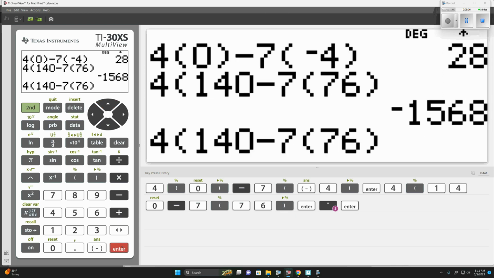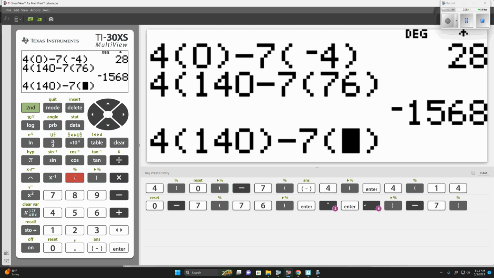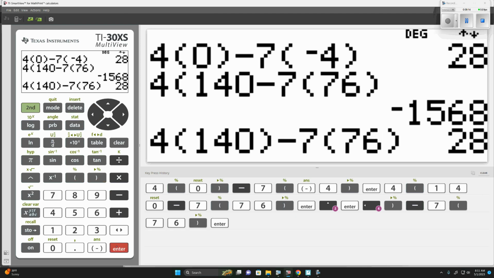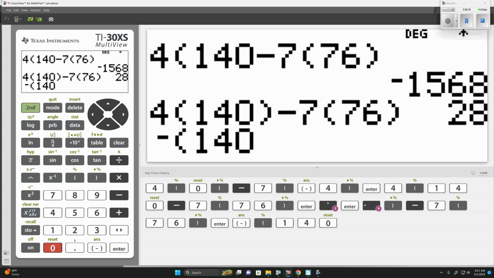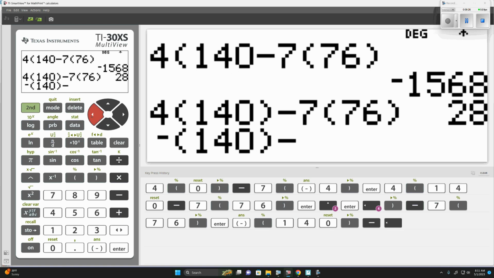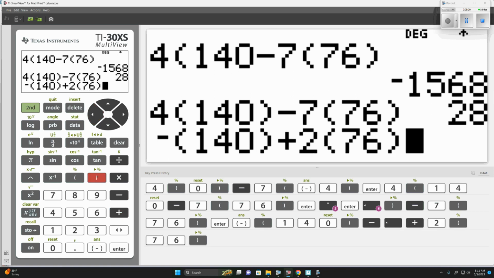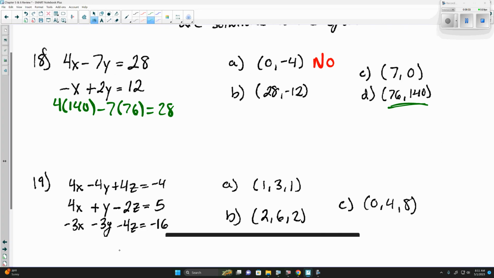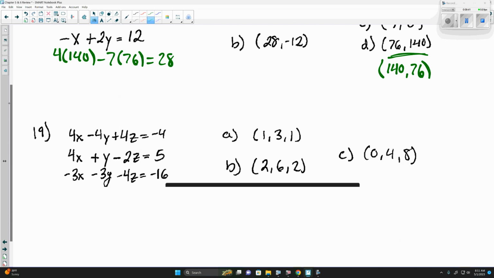Yes. Parentheses, minus 7 times 76 is 28. And negative 140 plus 2 times 76, we get 12. So incidentally, the point 140 comma 76 actually does work. I had it flipped. Any other questions on 18?